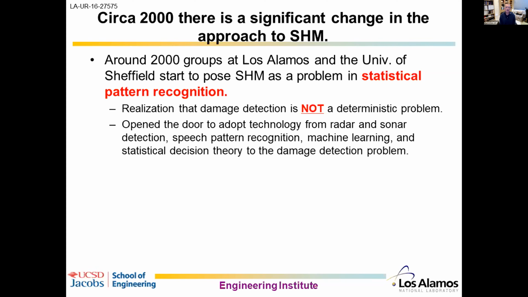So certainly things developed for radar and sonar detection, speech pattern recognition, machine learning, which is the big focus of this series of talks. Some of the things that have worked best for us are things that have come out of econometrics, okay? And none of these methods preclude the use of physical models. And in fact, you're always going to be better off if you have a physical understanding of how the damage is going to alter the dynamic response of your system.